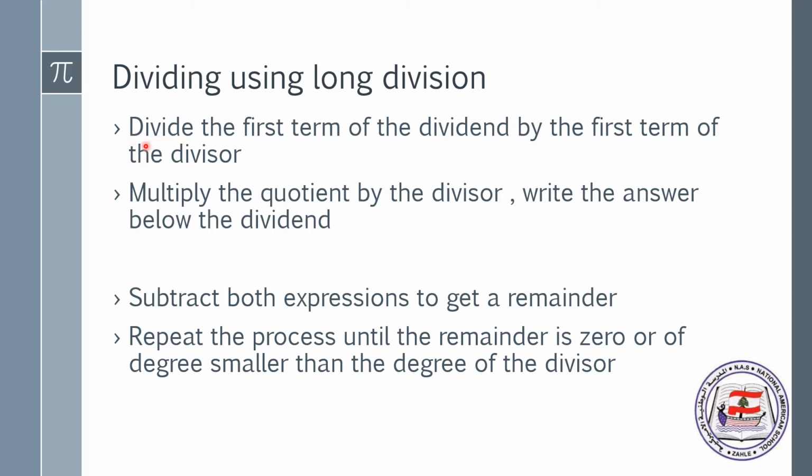By following the steps, divide the first term of the dividend by the first term of the divisor. Then multiply the quotient obtained from the first step by the divisor and write the answer below the dividend. Subtract both expressions to get a remainder, then bring down the next term and repeat the process until the remainder is 0 or of degree smaller than the divisor.